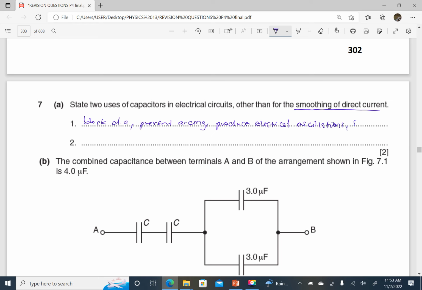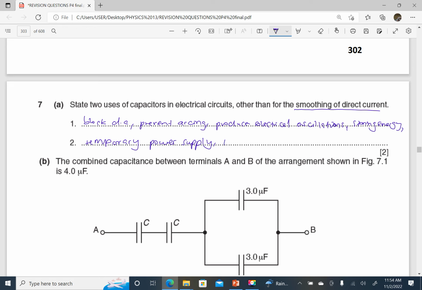Capacitors are used for storing energy. They are actually temporary. I think temporary is OK. Capacitors are temporary power supplies. They can be used as temporary power supplies.